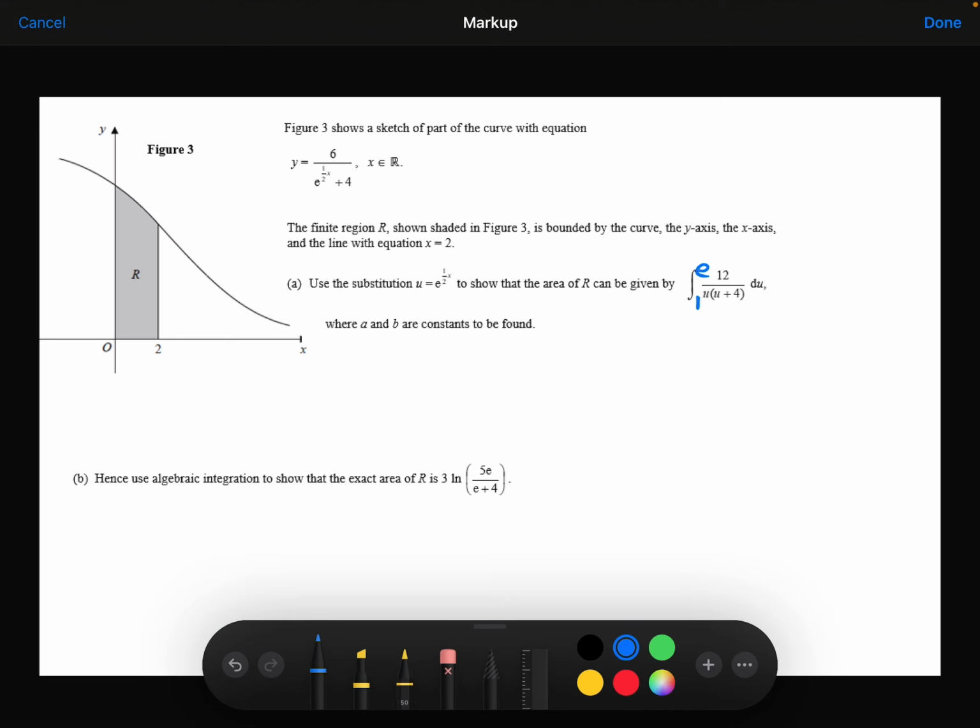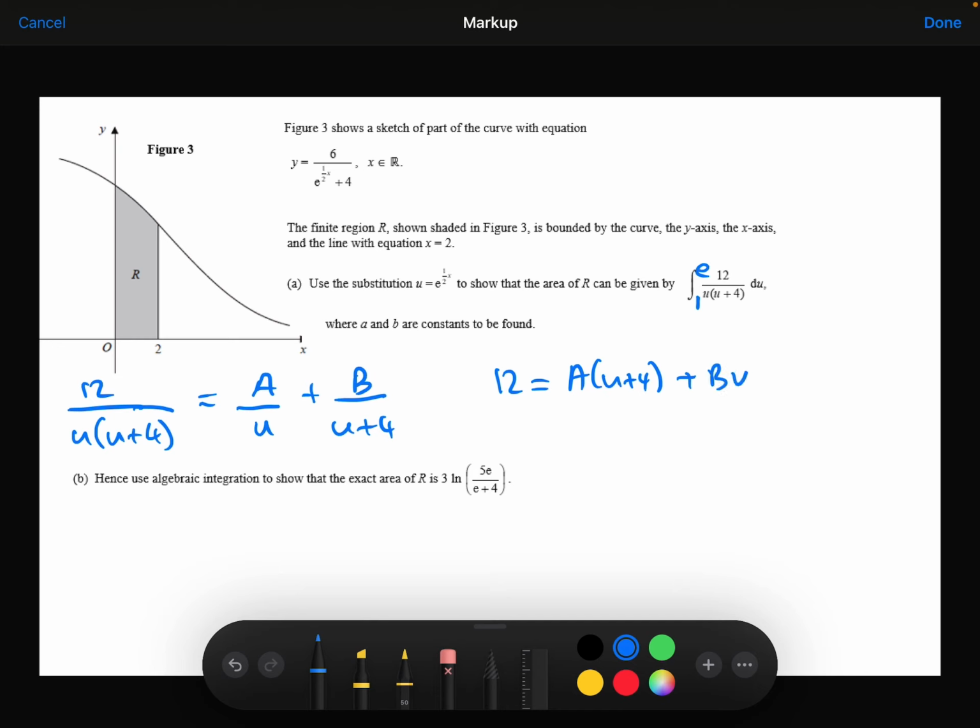So to do this integral, we want to split the 12 over u times u plus 4 up into partial fractions. So I'm going to write this as a over u plus b over u plus 4. So that's going to give us 12 is equal to a times u plus 4 plus b times u.